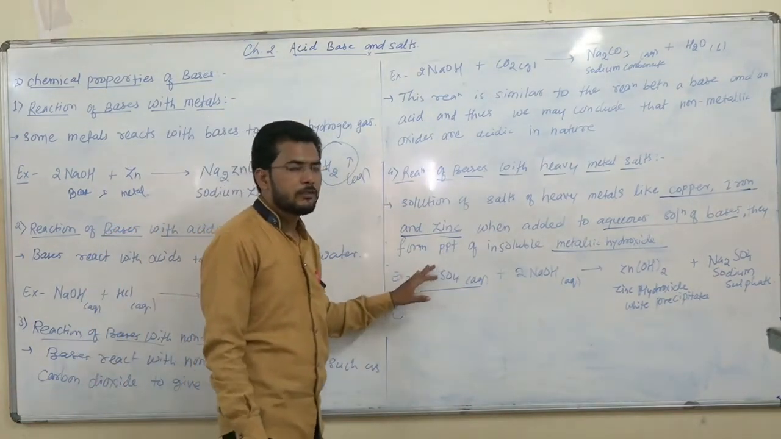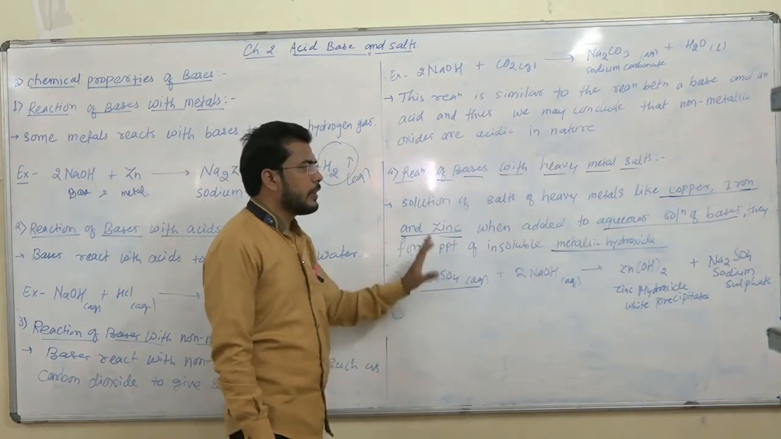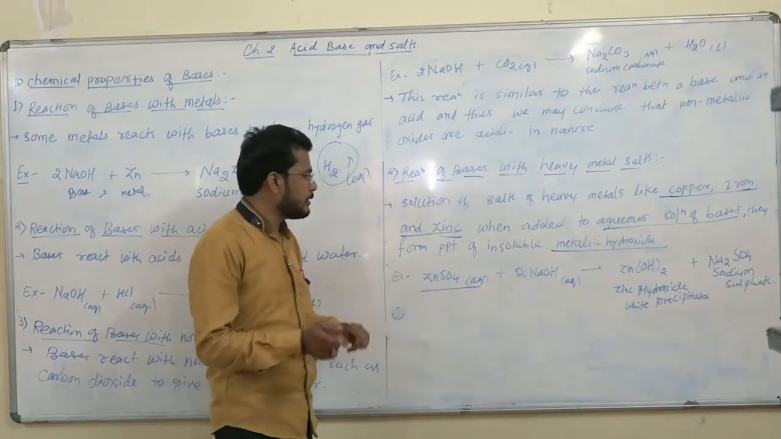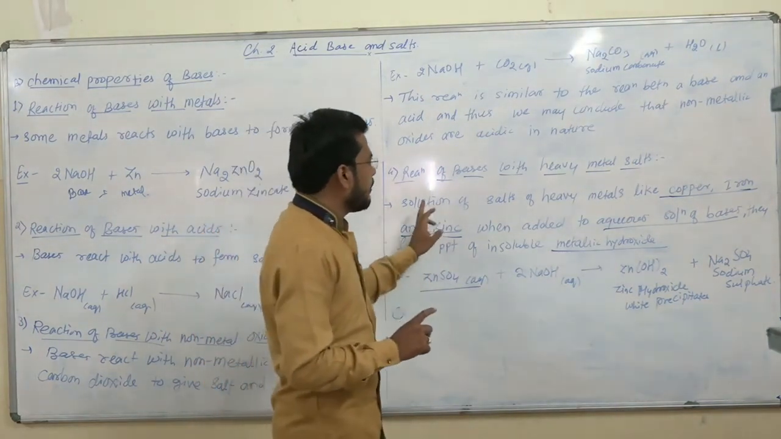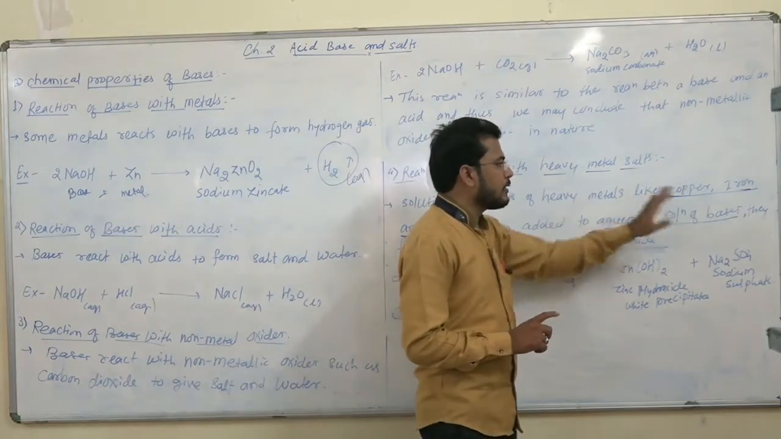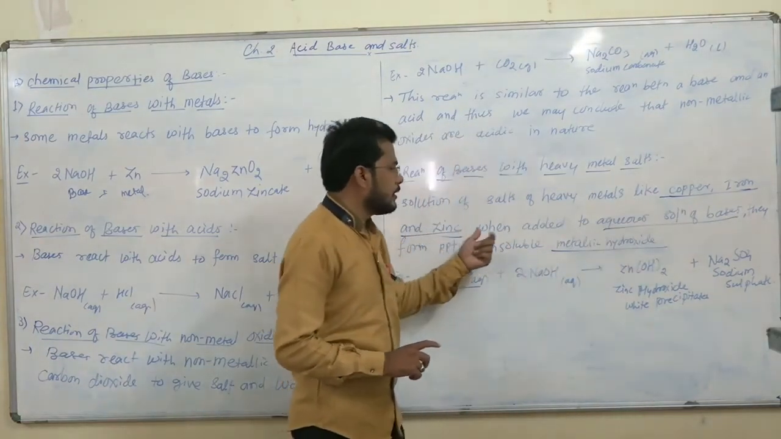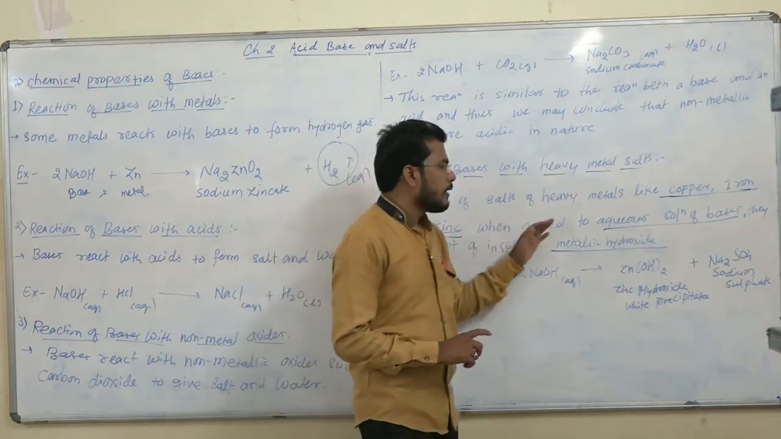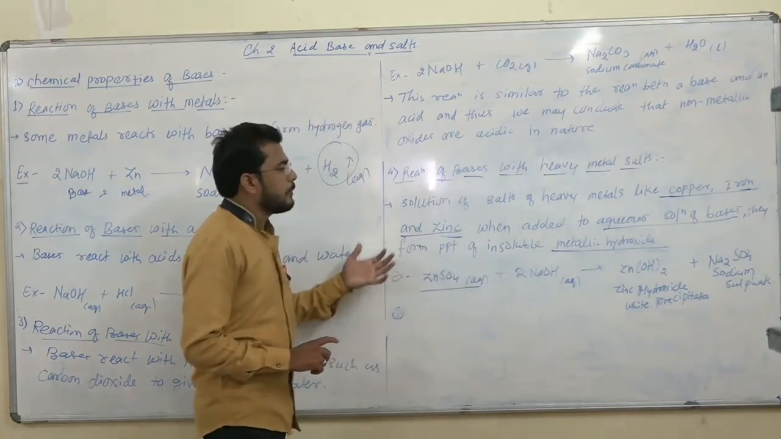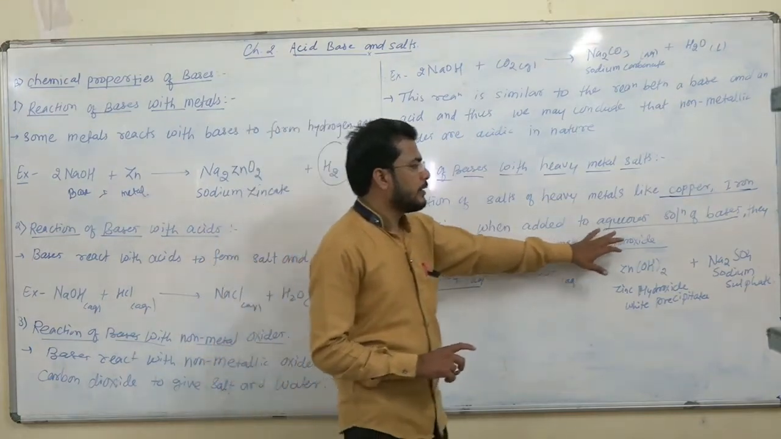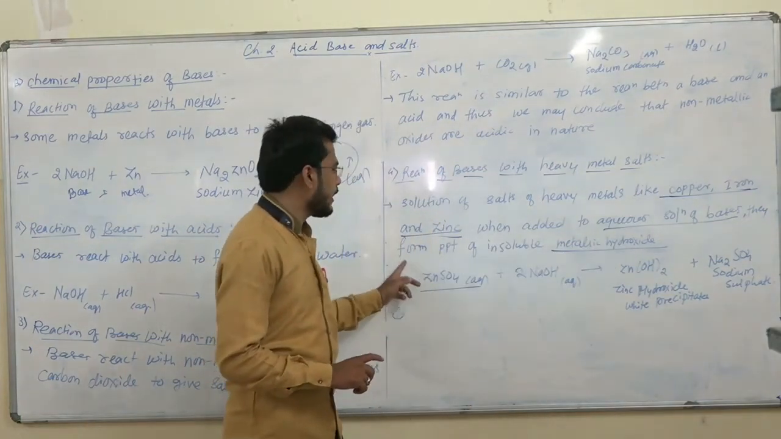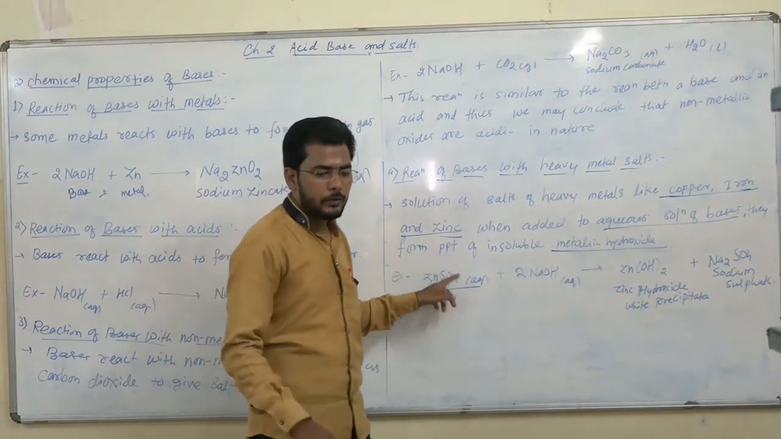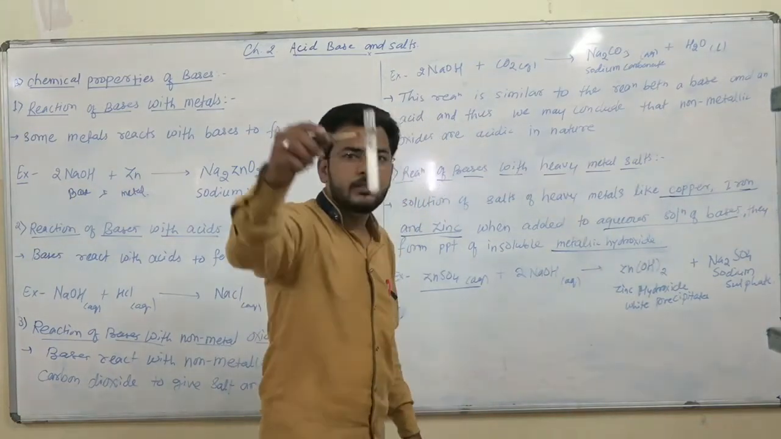And the last reaction we saw is the reaction of bases with heavy metal salts. Which are the heavy metals? Copper, iron and zinc. These are the heavy metal salts. When we react these heavy metal salts with an aqueous solution of bases, at that time it forms a precipitate. You have seen it. This is the precipitate.